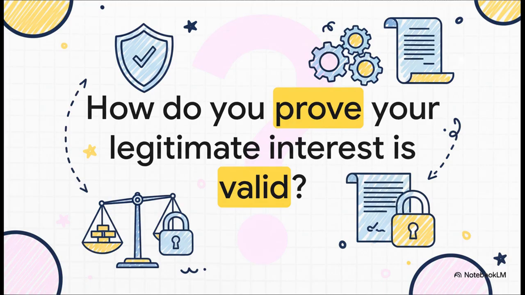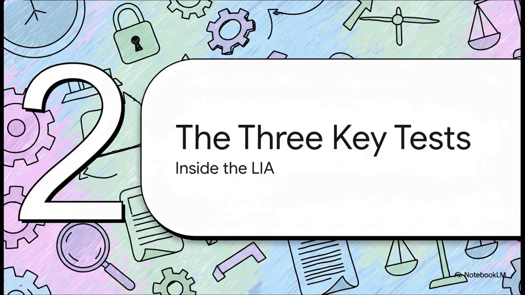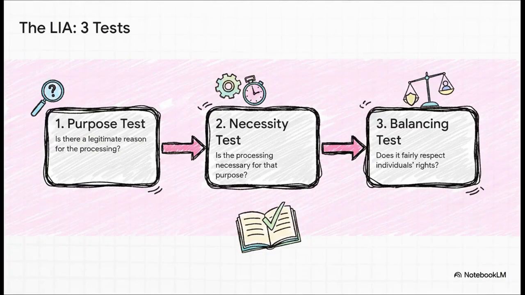If regulators ever come knocking, what does that proof actually look like? How do you build a case that's not going to fall apart the second someone looks at it closely? Well, the answer is actually a surprisingly simple three-part test. This is the absolute heart of the entire legitimate interest assessment. The whole LIA really boils down to these 3 steps.